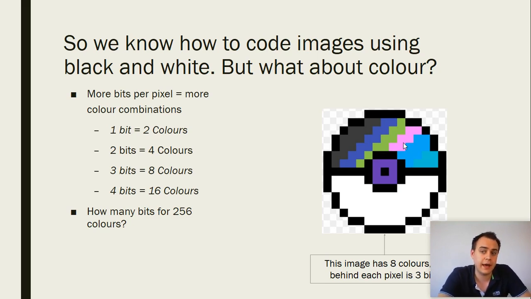This is called color depth. So how many bits for 256 colors? Well, notice this is doubling up. So 5 bits would be 32, 6 bits would be 64, 7 bits would be 128, 8 bits will be 256. So 8 bits per pixel. If you have 8 bits per pixel, you can have up to 256 colors.